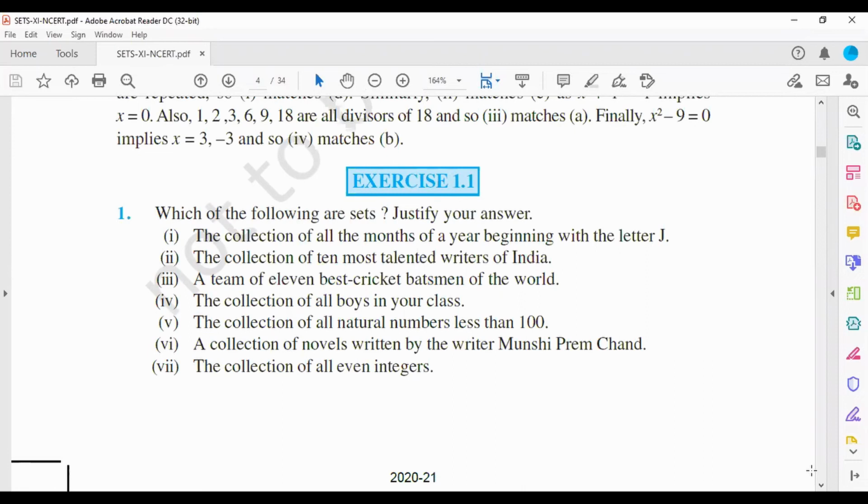Now, please understand why this question is there. Which of the following are sets? What did we study? What is the definition of a set we understood? A collection of objects. It is simply a collection of objects? A well-defined collection of objects. So that word well-defined is very important. And I also told you a common character or common feature.